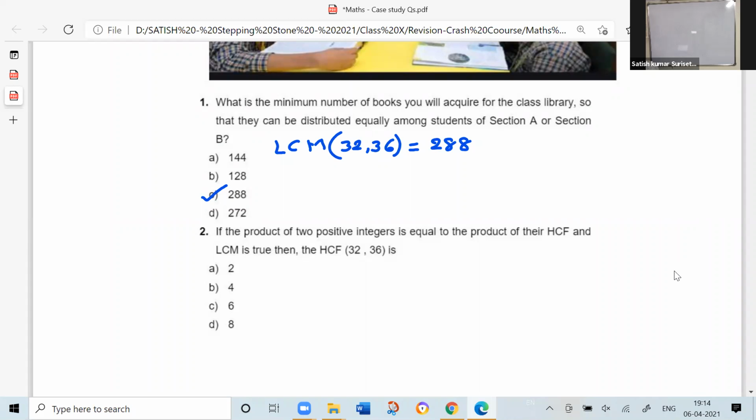Next, anybody else has done? So the answer? 4. 4. Correct. Now tell me the method what we have done. So HCF of 32, 36 equal to what should I write now? 32 into 36 upon what? LCM, that is 288. So if you simplify this, you are going to get the answer 4.